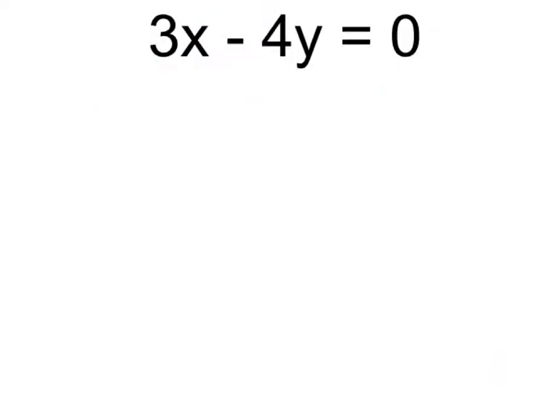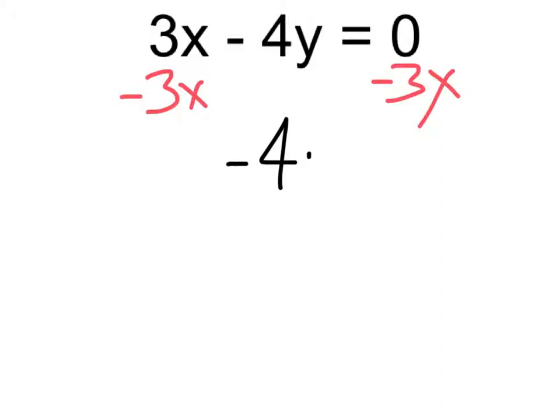Let's go ahead and convert this standard form into y-intercept form. We know we've got to do that to get the y by itself. So here we have 3x minus 4y equals 0. Let's get rid of the 3x, and to do that we're going to subtract 3x from both sides. And 3x minus 0 is just negative 3x. So I know that we have negative 4y equals negative 3x.